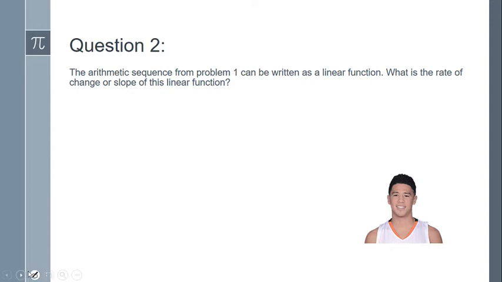What you need to know, and what they really, really would like you to know in this lesson, right, and this unit, is that the rate of change, or the slope of a linear function, is analogous. That means the same as the common difference for an arithmetic sequence. All right, so let me repeat that because that's a big idea. The rate of change of a linear function, the slope of a linear function, is the same as the common difference in an arithmetic sequence.